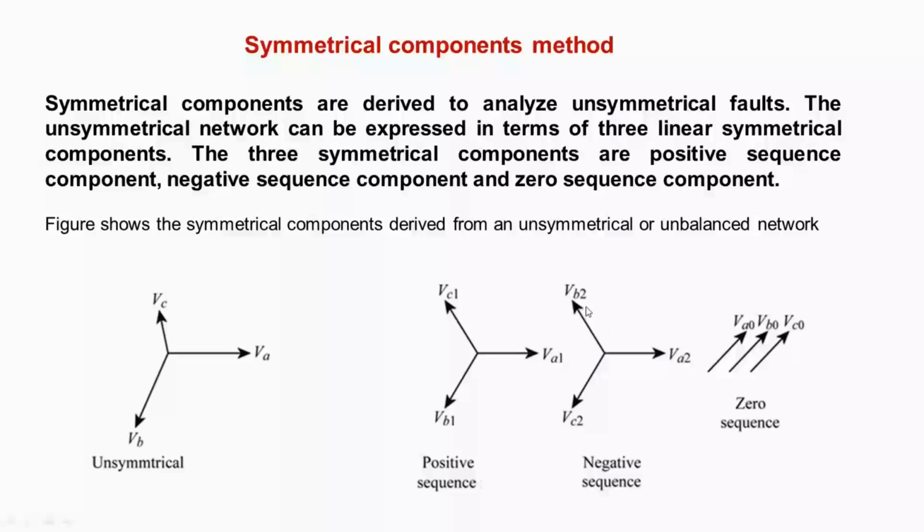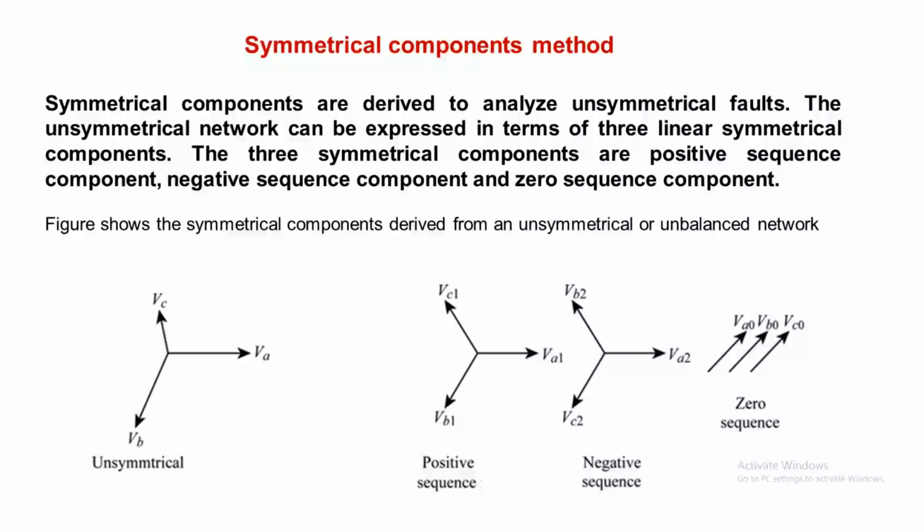VA2 is equal to VB2, which is equal to VC2. The magnitude of these three values are equal and the phase angle difference between these vectors is 120 degrees. The phase sequence is ACB. Here the actual phase sequence is ABC. That is the opposite of the original vector.